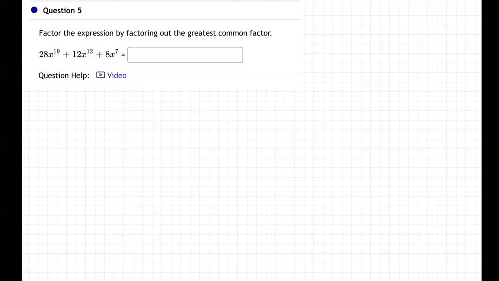Okay, so how do we factor this expression? Well, the first step on every factoring problem, you ask yourself, is there anything in common? Like all these terms right here, these three terms, is there anything they have in common? Is there some number that goes into all those?